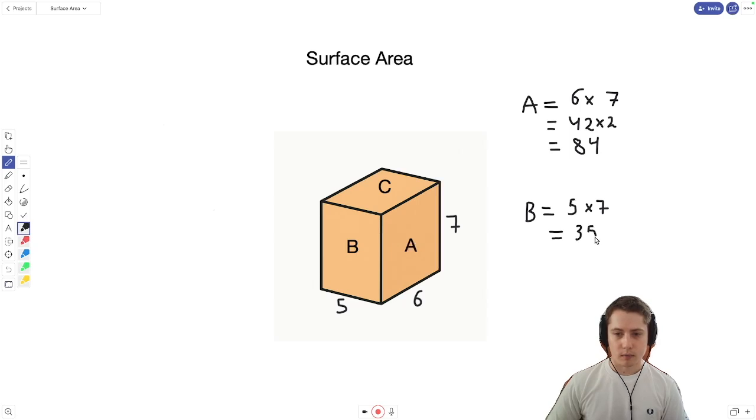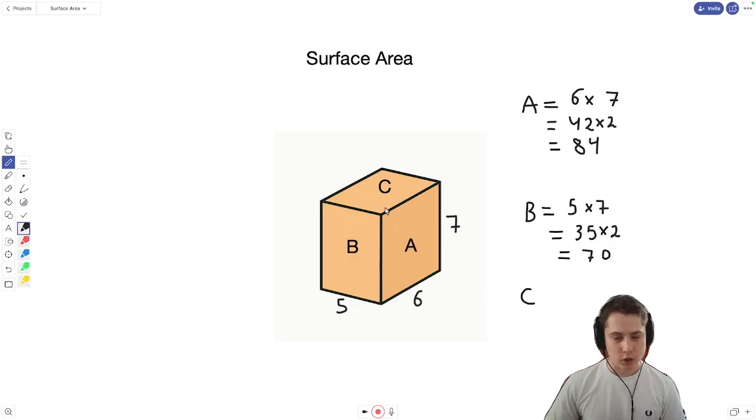Now, again, don't forget, there's one B here, right? But there's also B at the back that we have to calculate it for. Because it's exactly the same, right? It's the same shape. We can just multiply 35 by 2. And that would give us 70. So we have 70 here. Now let's go for C, the last one, the top.